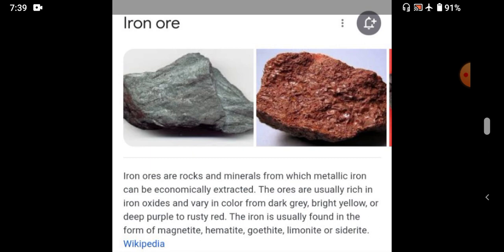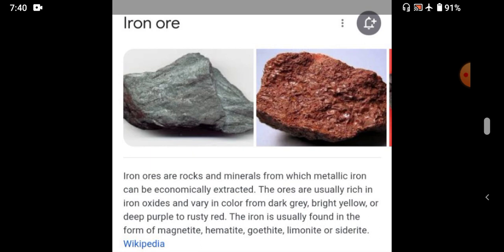And also, this iron ore is the backbone of modern civilization and the foundation of our basic industry. That means most of the industries use this iron ore to produce things. Most of the things are produced with the help of this iron ore.